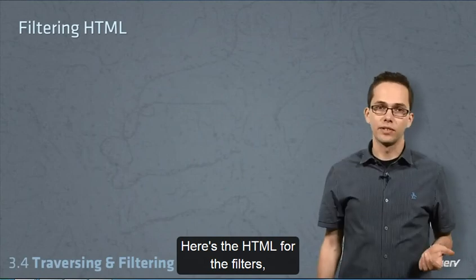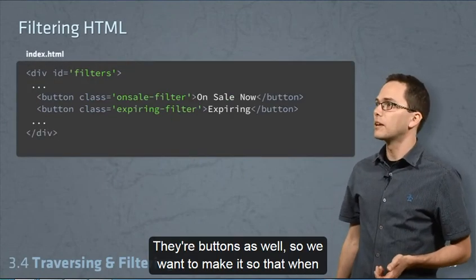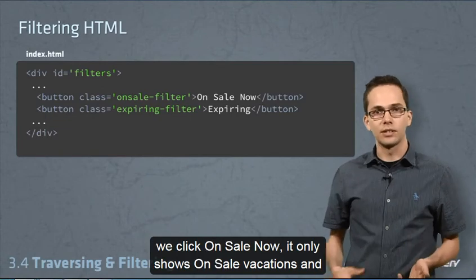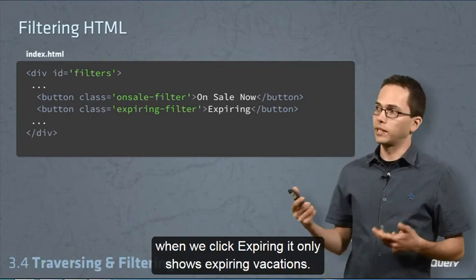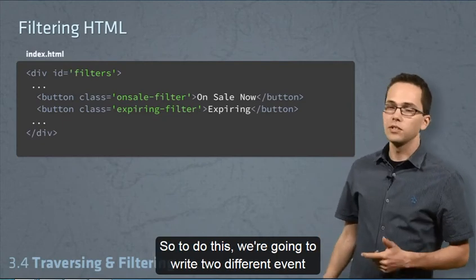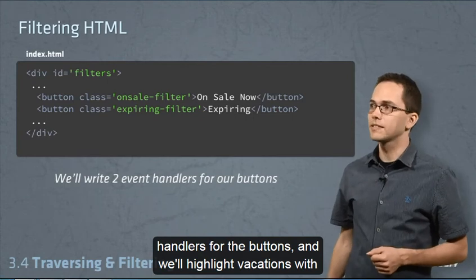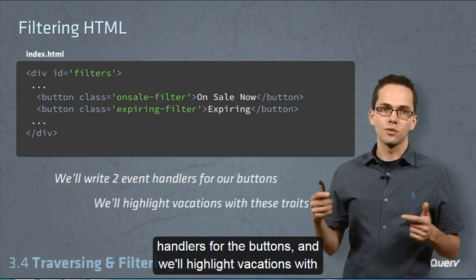Here's the HTML for the filters. They're inside of a div. They're buttons as well. So we want to make it so that when we click on sale now, it only shows on sale vacations, and when we click expiring, it only shows expiring vacations. So to do this, we're going to write two different event handlers for the buttons, and we'll highlight vacations with these traits.